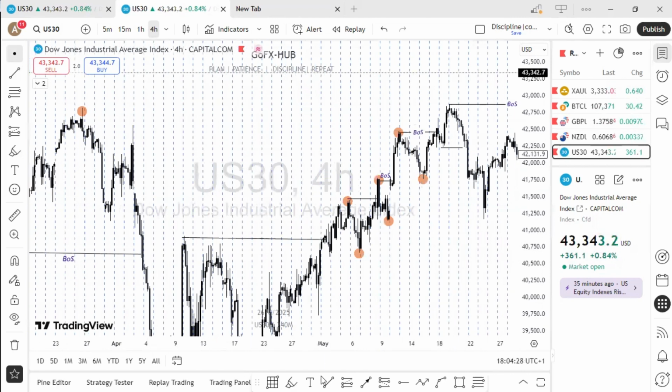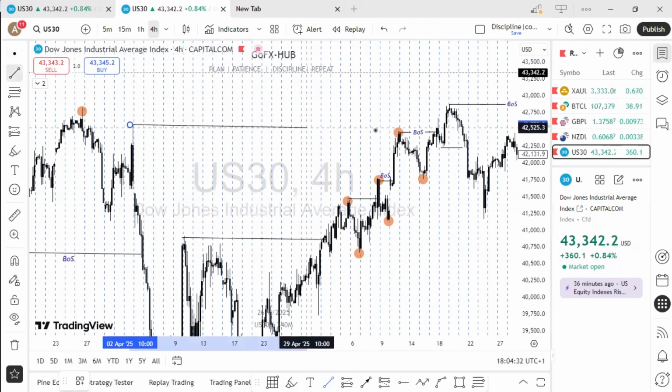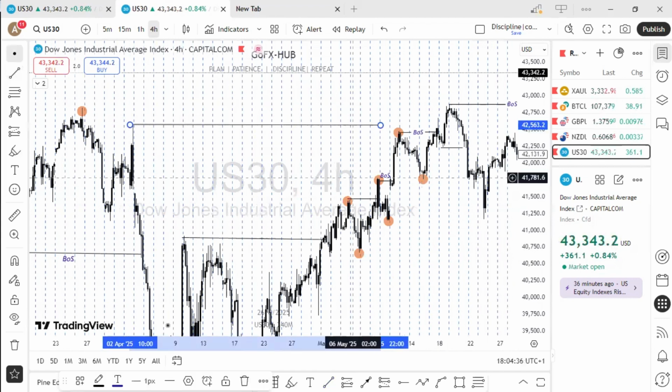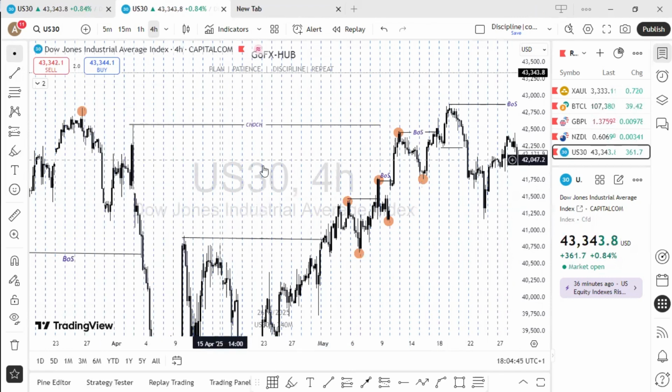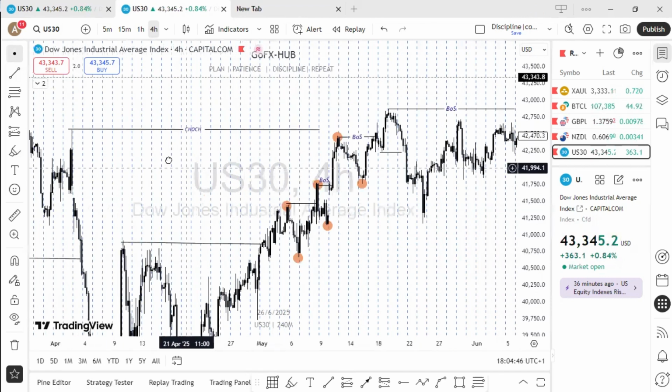That's our formation of CHoCH. What's CHoCH? That's our change of character. Where is it? So immediately it took this CHoCH. You are going to see what we are looking for next.